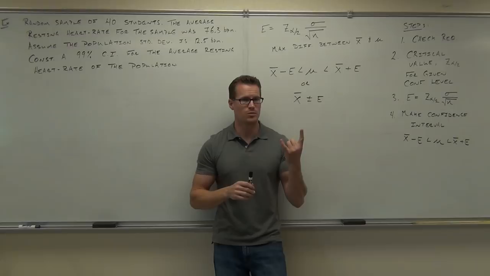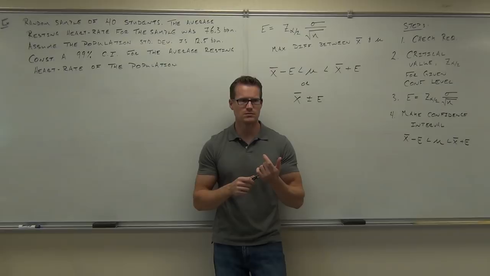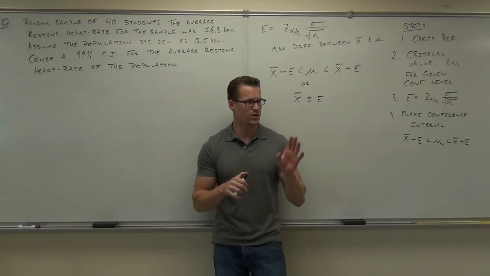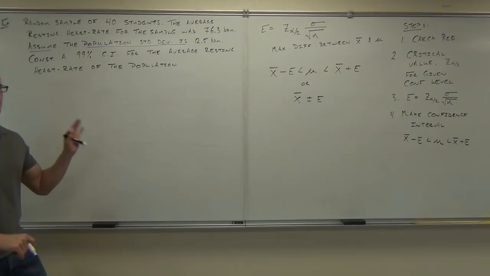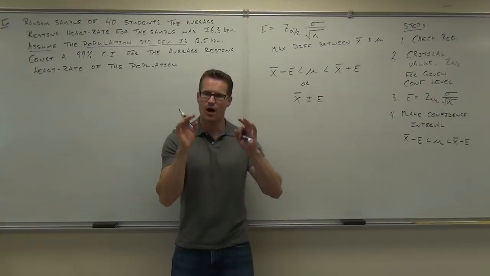Number two, the second requirement was, what was the second requirement? The population standard deviation must be known. Is that anywhere up there? Where does it say it? 12.5. Well, no, but where's the sentence? What's the sentence say specifically? The population standard deviation is 12.5. Bam. Okay. Assume the population standard deviation is. That has to be there. It should say somewhere, population standard deviation is, or sigma is.